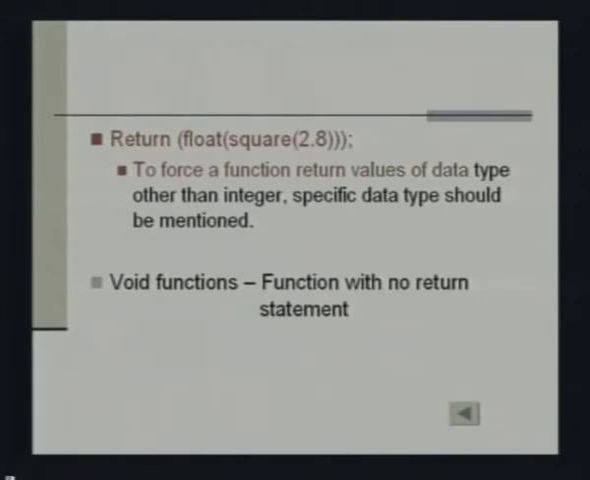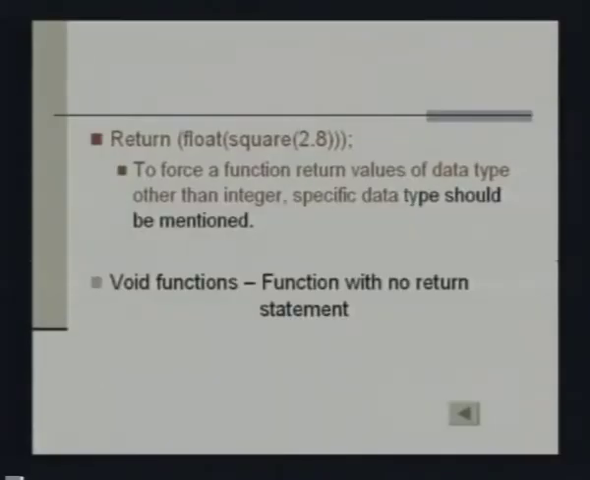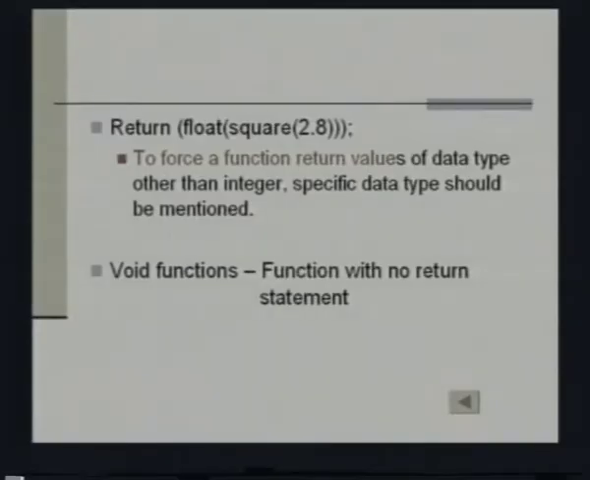So how will this be evaluated? First, the function square of 2.8 will be executed. Square of a function means 2.8 will be multiplied by itself, so we will get the square of the number. The number should be explicitly returned in the float data type, that is, it should not take just the integer value and return it from the function. We want the answer in the float data type with the exact decimal and fraction. That is the reason we are explicitly converting that square of 2.8 into a float and returning the value. So this also is permissible in the C language.